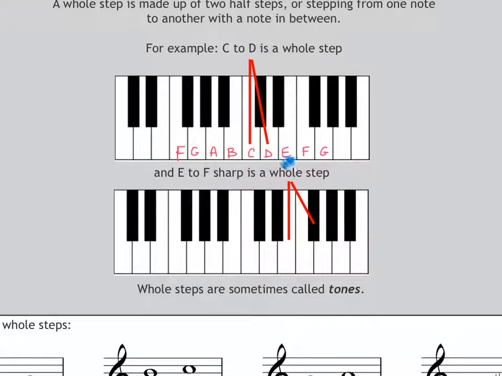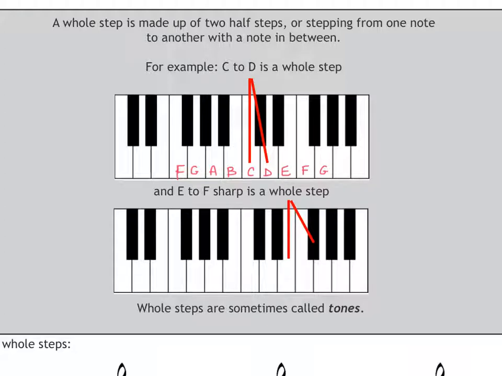What about E to F? Is that a whole step? Well, no, E to F is not a whole step because we've only gone to the very next key. A whole step above E would be F sharp. Remember, a whole step is made up of two half steps, or stepping from one note to another with a note in between. So from E up a whole step, go past F, go up to the F sharp. So E to F sharp would be a whole step.